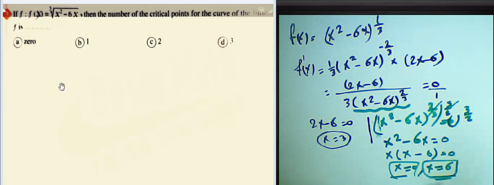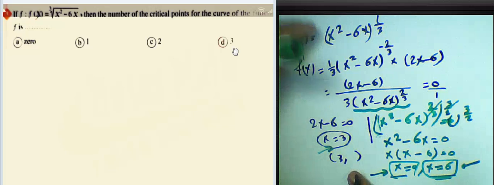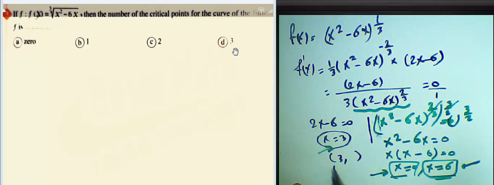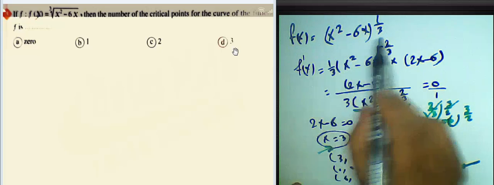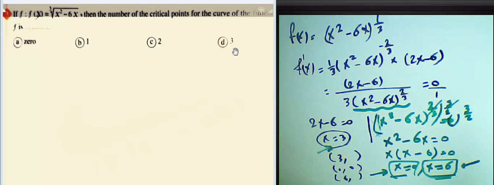So how many critical points do we have? First, x equal 3, x equal 0, x equal 6. We have 3 points. Okay, the number of critical points of the curve will be equal 3. Understood? First point 3, put 3 in the function here, you can find the image. And 0, put here, it will be 0. And 6, put 6 in this function to find the image. But he asked in this example about the number of critical points. Critical points here, 3. Right, 3, choose letter D.